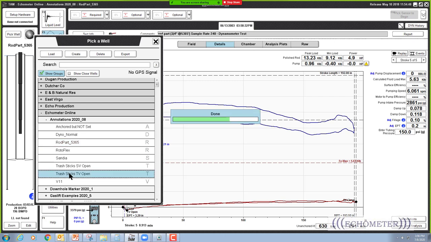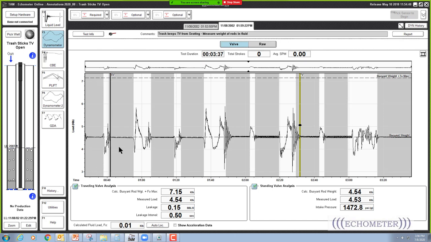So the trash sticks the trailing valve open is a pretty interesting example data set, because it was acquired with the PRT, and now this is a horseshoe load cell. This is where you lose your fluid load. So if we go look at this valve test, we see here that all we're seeing is the weight of rods in fluid when we stop, because the trash has stuck the trailing valve open. And that's what this example is.